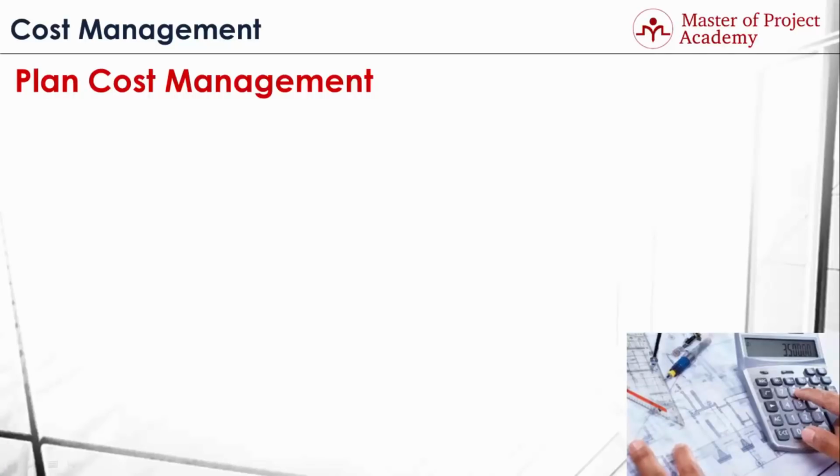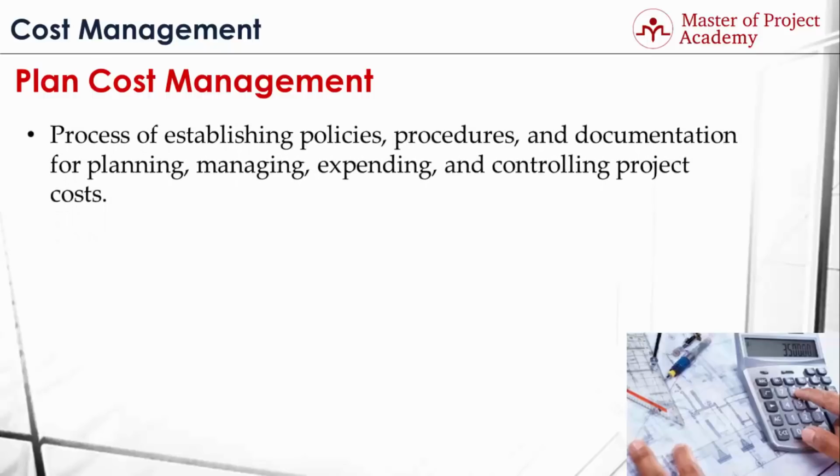Plan Cost Management Process. Plan Cost Management Process is the first process of the Cost Management Knowledge Area. Plan Cost Management is the process of establishing policies, procedures, and documentation for planning, managing, expending, and controlling project costs. There will be several project resources in a project. Several different types of materials will be needed. Also, there might be tool and equipment necessity as well. Plan Cost Management Process aims to plan, manage, and control these expenses in a project.